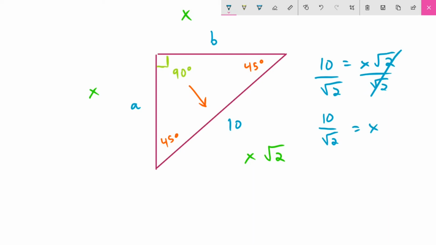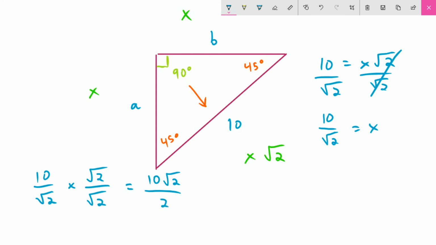Is that the answer? Is that what you got? Because you'll be wrong, because you cannot have the square root in the denominator. So what we need to do is rationalize the denominator. So 10 over square root of 2. How do we get rid of that square root in the bottom? We're going to multiply the top and the bottom by that exact square root. So 10 times the square root of 2 is just 10 square roots of 2. And then square root of 2 times square root of 2 is the square root of 4, which is actually just 2. So we can just write 2.